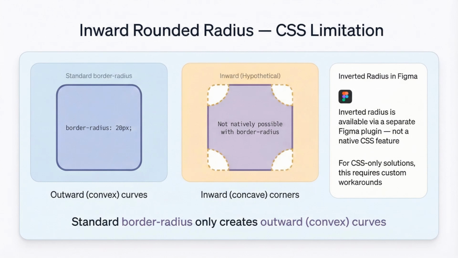In Figma, there's actually a plugin that handles inverted radius as a separate component feature. But in pure CSS, achieving a concave corner requires creative workarounds, like using pseudo-elements, clip path, or SVG shapes. The instructor acknowledges this is a more advanced topic and keeps the focus on standard CSS for now, noting the Figma plugin approach is separate from what CSS natively supports.